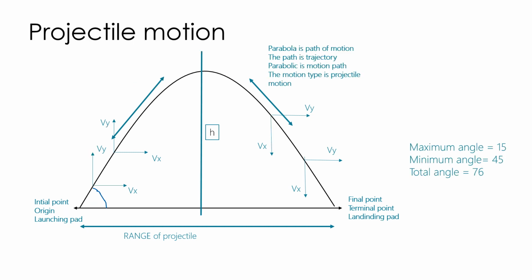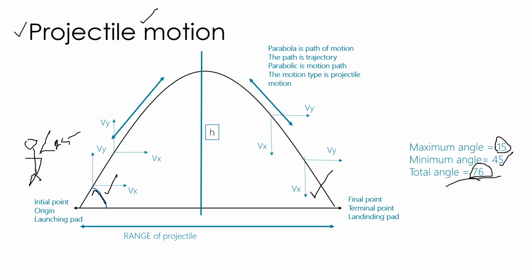Now, here, there is a condition for the angle. If we have to take the projectile motion, the minimum angle that is required is 15. The object should be thrown at an angle where the minimum should be 15. Maximum it should be 45. And we should be clear that the angle from the initial to the final combined should be 76. Now these are the conditions for the projectile motion.